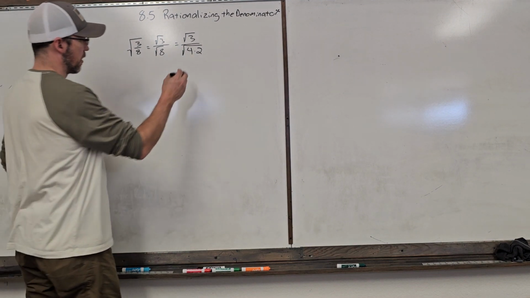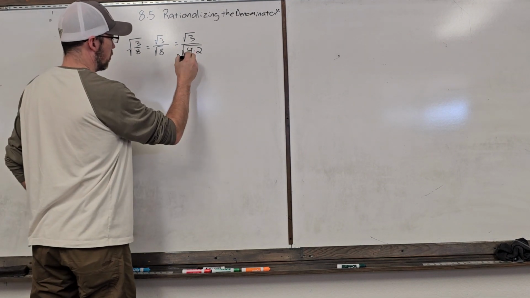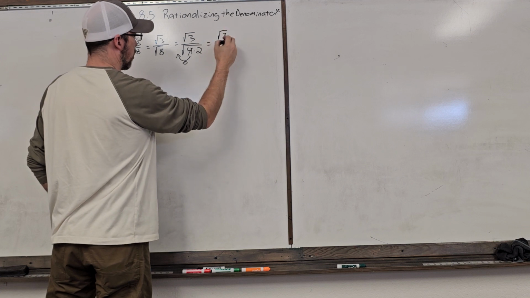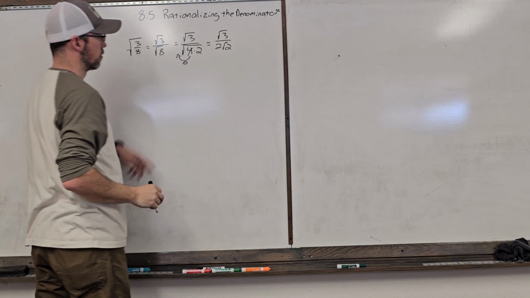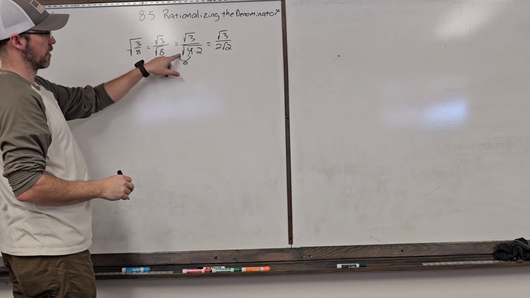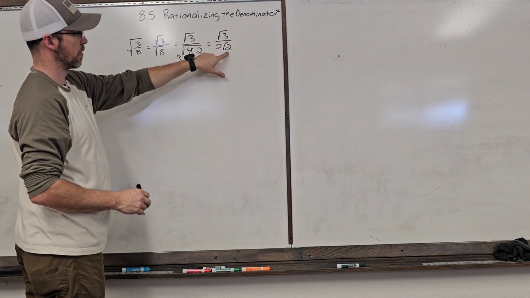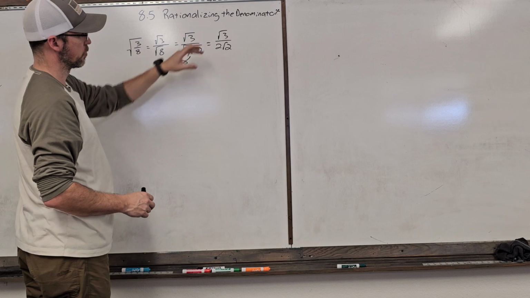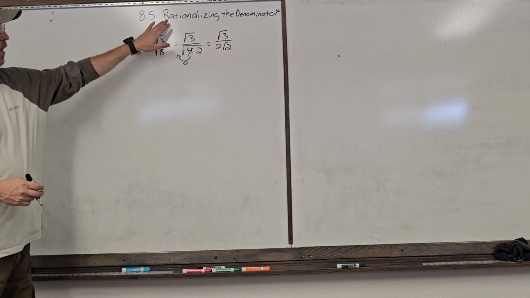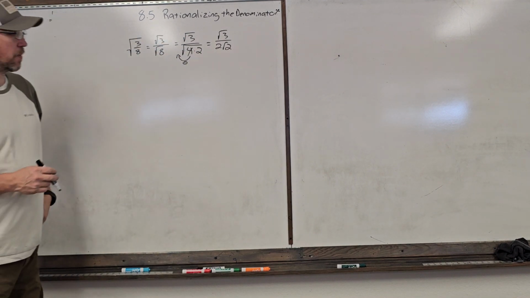So that 4 comes out as a 2. That gives me the square root of 3 over 2 square roots of 2. This 2 multiplies times the 1 out front to give me this 2. That 2 is still stuck under the radical as my radicand, so I've got the square root of 3 over 2 square roots of 2. Here's where rationalizing the denominator comes in.